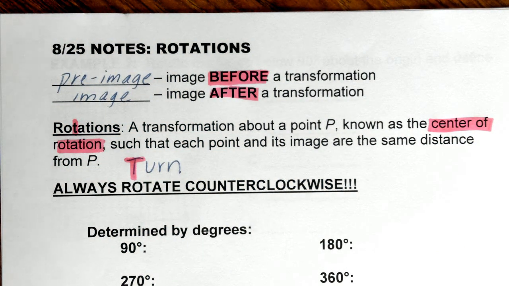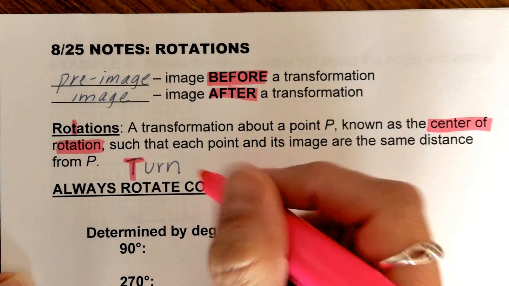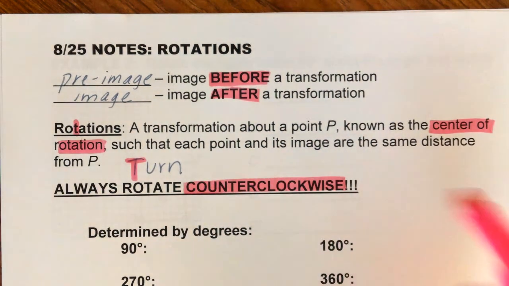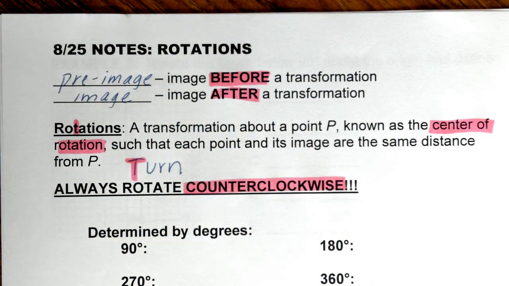And what's going to happen is each point and its prime, okay, the pre-image and the image, each point, like A and A prime, will be the exact same distance from that center of rotation. We want to remember this here, all we're doing is we're always, always, always going to be rotating counterclockwise. It is extremely important to remember so we don't go the wrong direction.